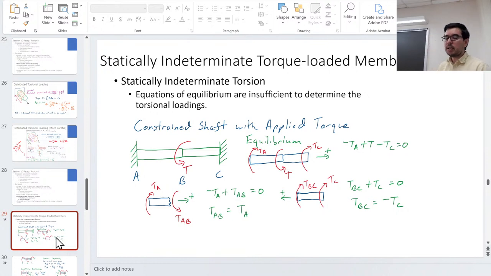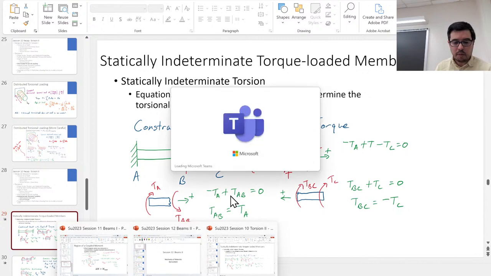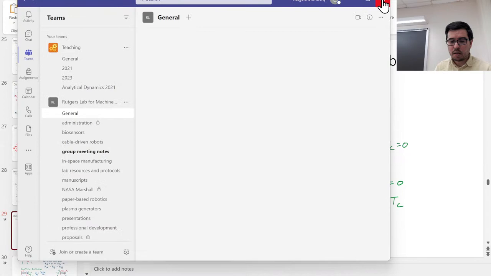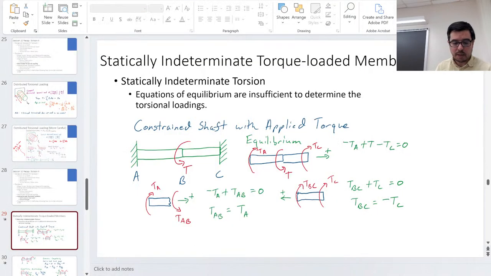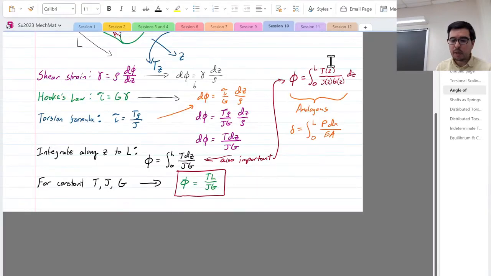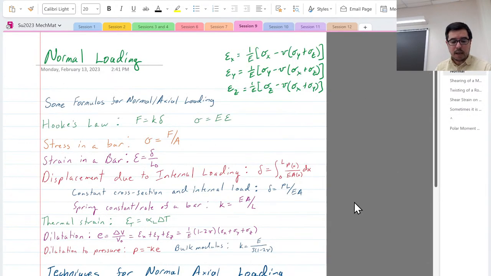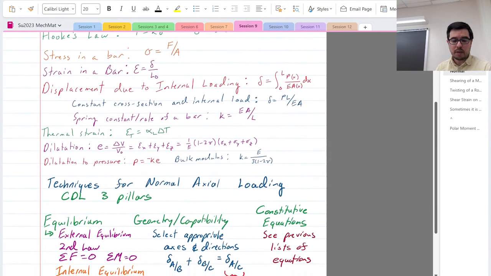There are a number of equations for normal loading. I think in this one I put in the material properties. Oh, crud, I don't want that to load. Sorry about that. That's what happens if you do the wrong thing. Session 9. Did I put in the material properties? Yeah, there are some material properties in here.